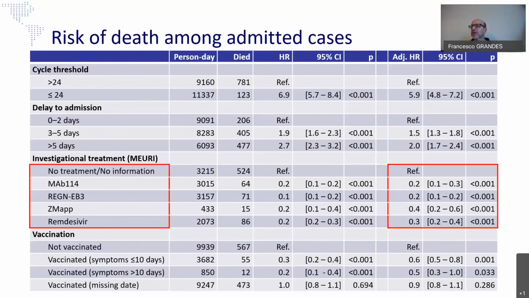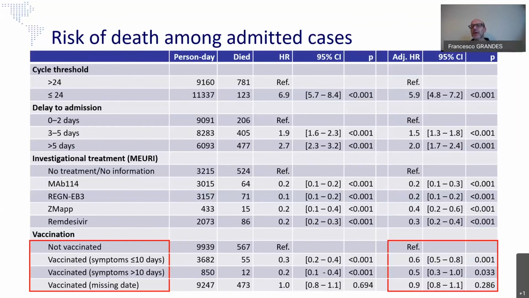Investigational treatments were strongly associated with a lower risk of death, with a reduction of 40 to 90%. These findings in cases under the MEURI protocol were confirmed by the PALM clinical trial. And vaccination was also associated with a lower risk of death, by almost half.